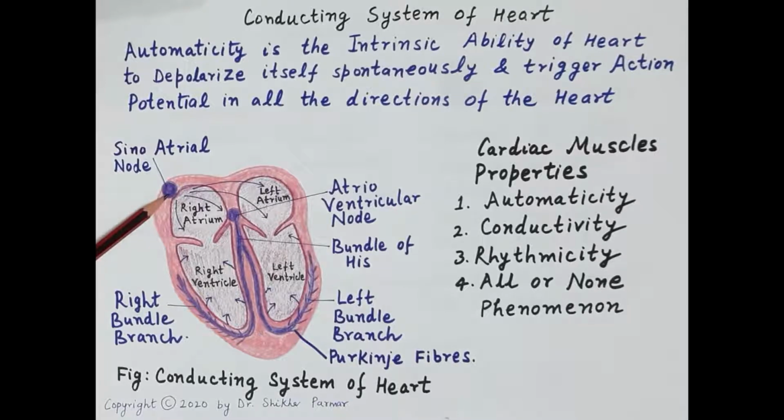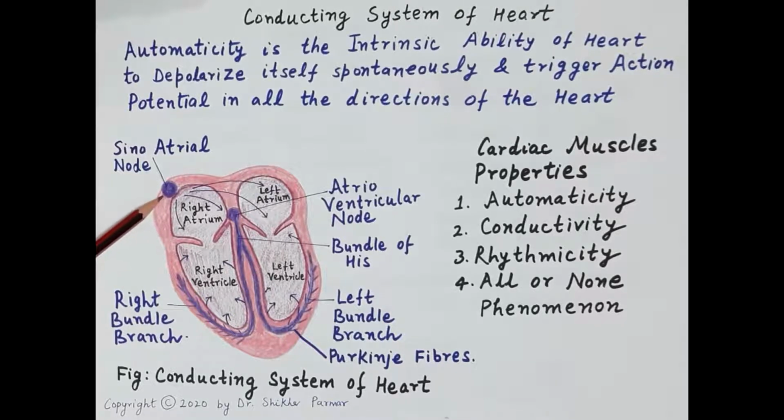Now the SA node depolarizes and generates the action potential or impulses. The impulses are generated at a rate of 60 to 80 impulses per minute. The SA node is located in the wall of the right atrium, and it is called the pacemaker of heart because it is the SA node that generates impulses or the electrical signals.